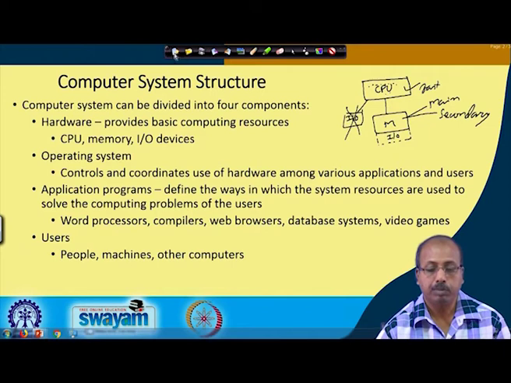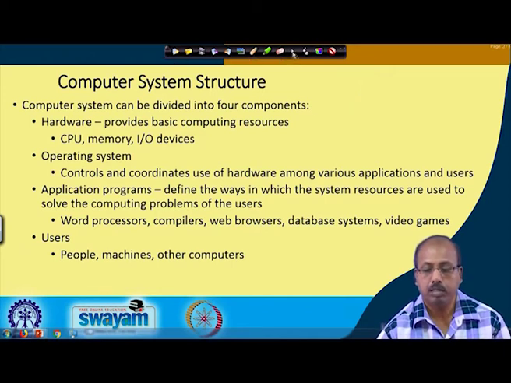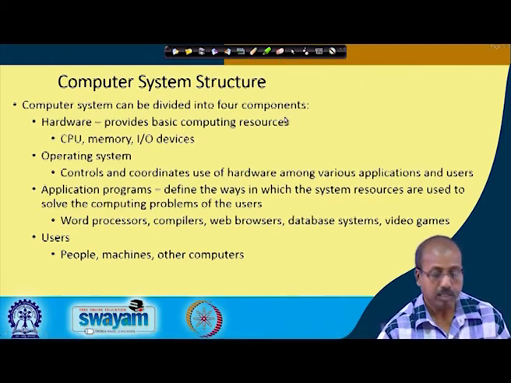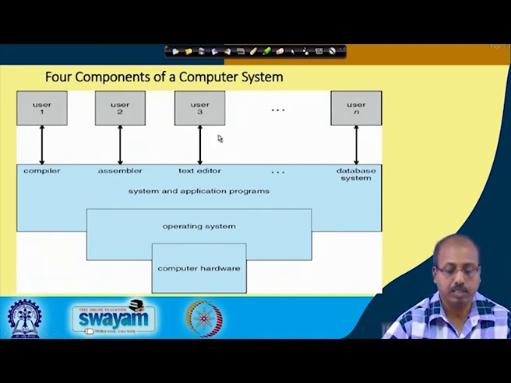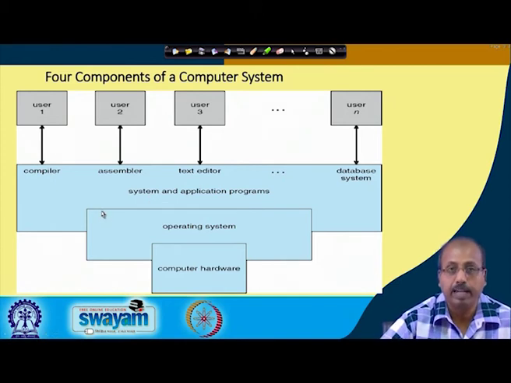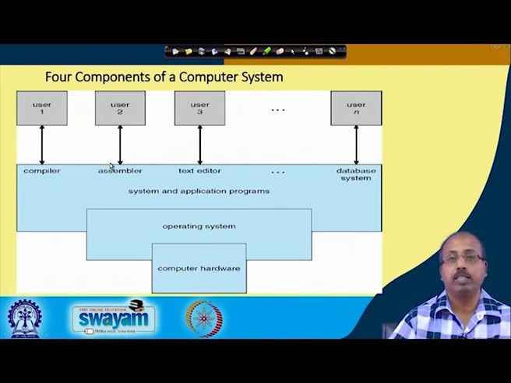Now, if you look into it in a more detailed fashion, we can think of this computer system as consisting of this particular diagram. At the lowest level we have the computer hardware, on top of that we have the operating system, and on top of the operating system we have system and application programs. How many application programs can we have? There is no limit.